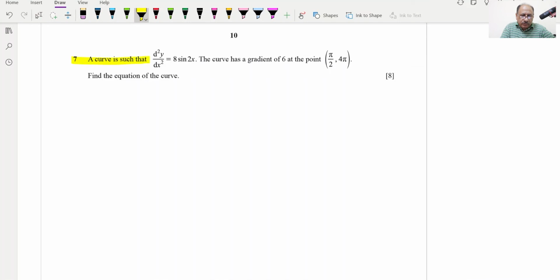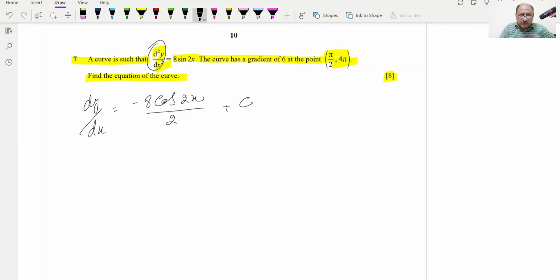A curve is such that d2y over dx square is equal to 8 sine 2x. The curve has a gradient of 6 at this point. Find the equation of the curve. 8 marks question. So we can integrate the equation, and the integral of this side will be dy over dx. The integral of 8 sine 2x will be minus 8 as it is, and cos 2x over the derivative of this, plus integral constant c.